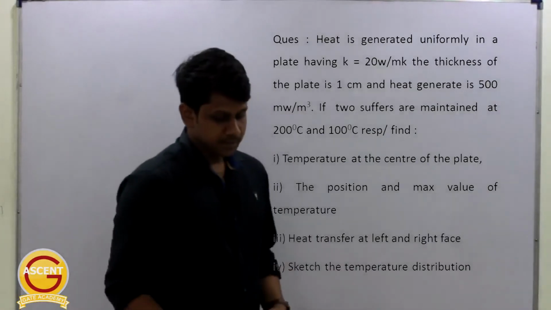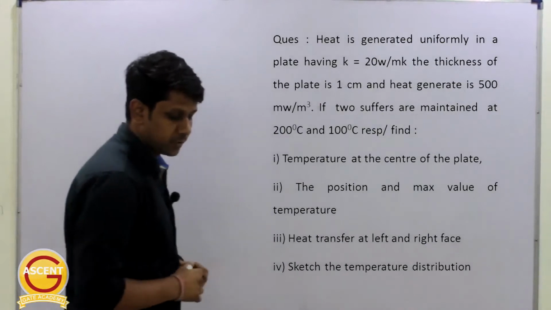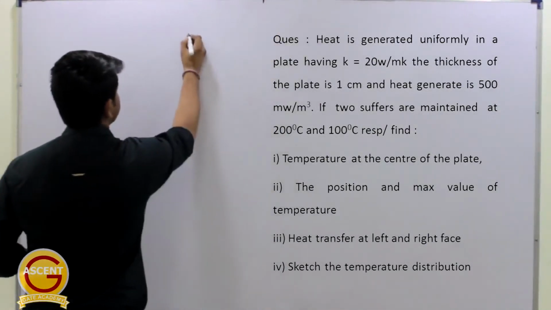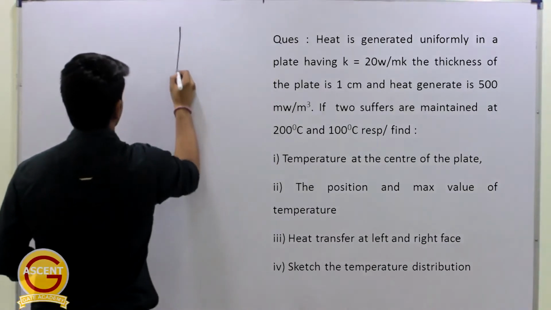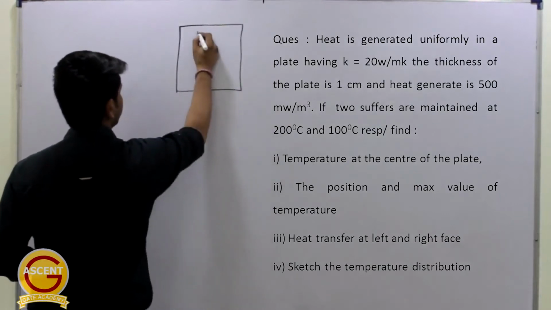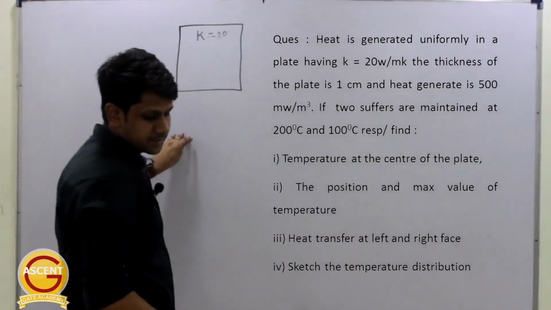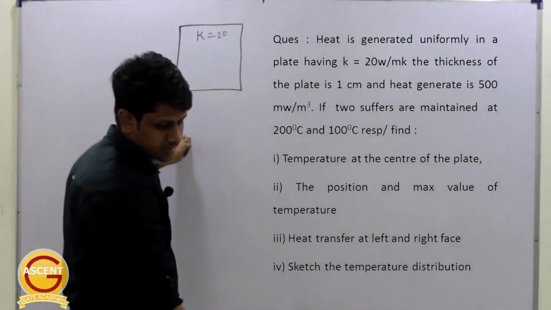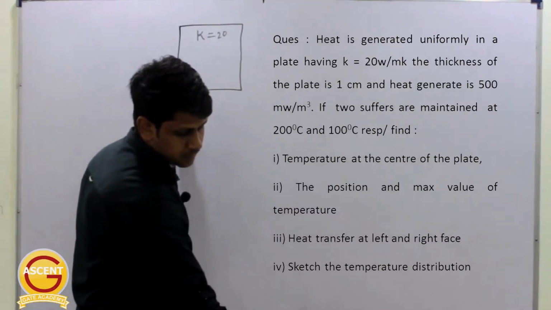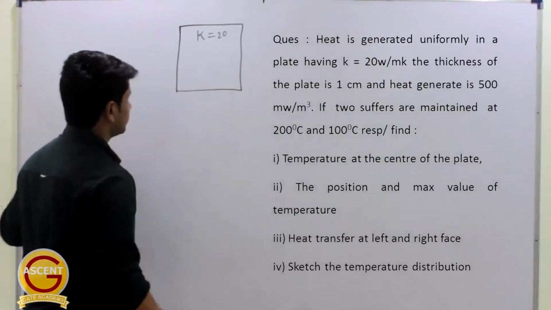So he is saying there is a plane slab which is having a thermal conductivity of 20 watt per meter Kelvin. So let's say it is a plane slab, and thermal conductivity for this plane slab is given as 20, right? Its thickness is given as 1 centimeter, I guess. Yeah, heat generation is 500 megawatt per meter cube, and thickness of the plate is 1 centimeter.